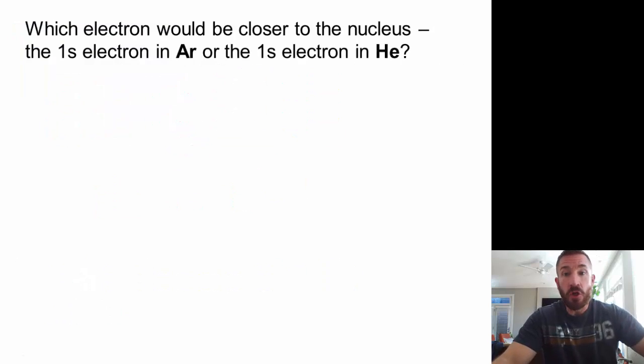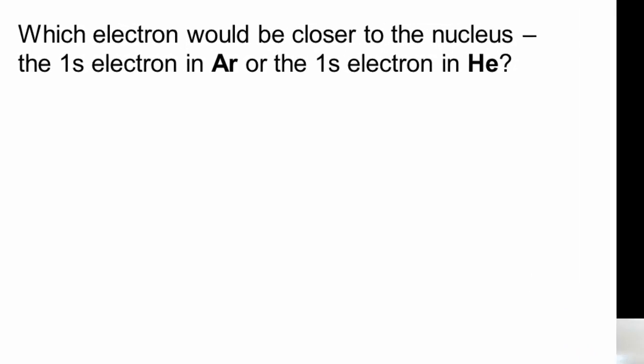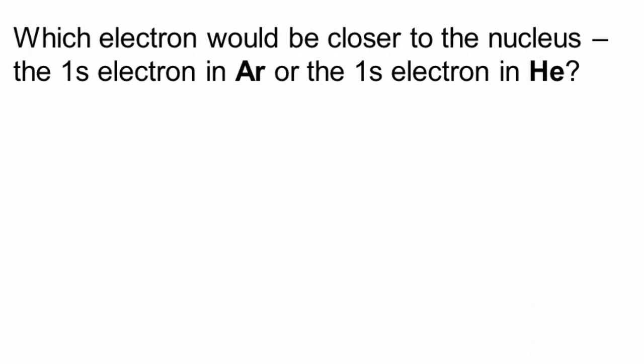What electron would be closer to the nucleus: a 1s electron in argon or a 1s electron in helium? For this, we also want to think of the idea of shielding. Both of these are 1s electrons. That means there are no electrons between either one of these atoms and the nucleus. So that's our first factor. So they're both 1s. The second factor is the number of protons.